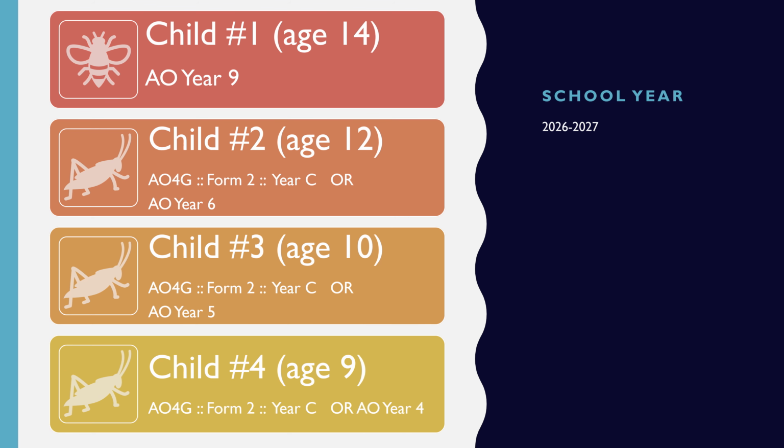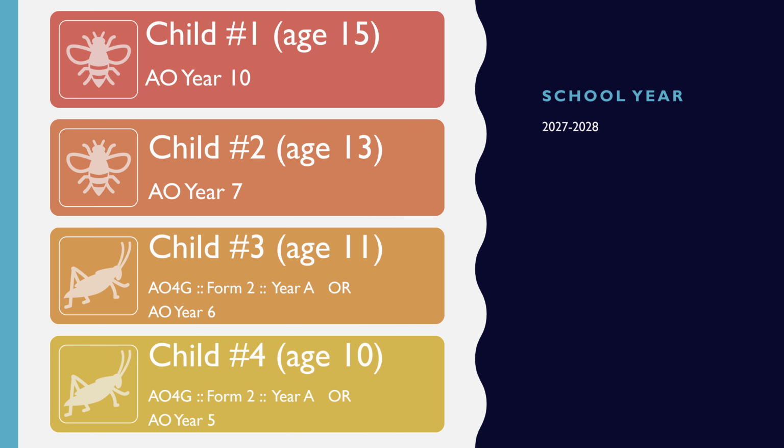Okay? 26-27 school year, child number 1 is in AO Year 9. Child number 2 is in Form 2 Year C or AO Year 6, so basically finishing up that second form. Child number 3 is doing Form 2 Year C combined with child 2 or has been spun off into her own AO Year 5. And child number 4 is now able to be combined with children 2 and 3. So if you want to keep them combined, they would all be Form 2 Year C, or she can be spun off into her own AO Year 4.